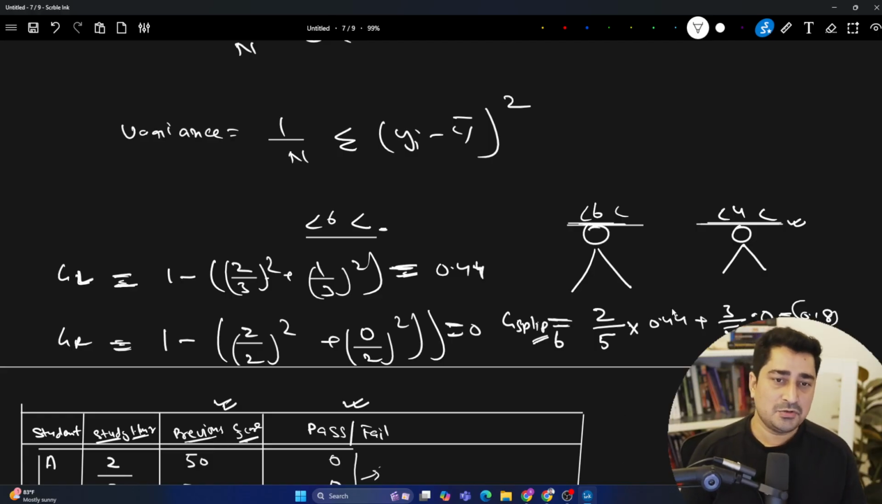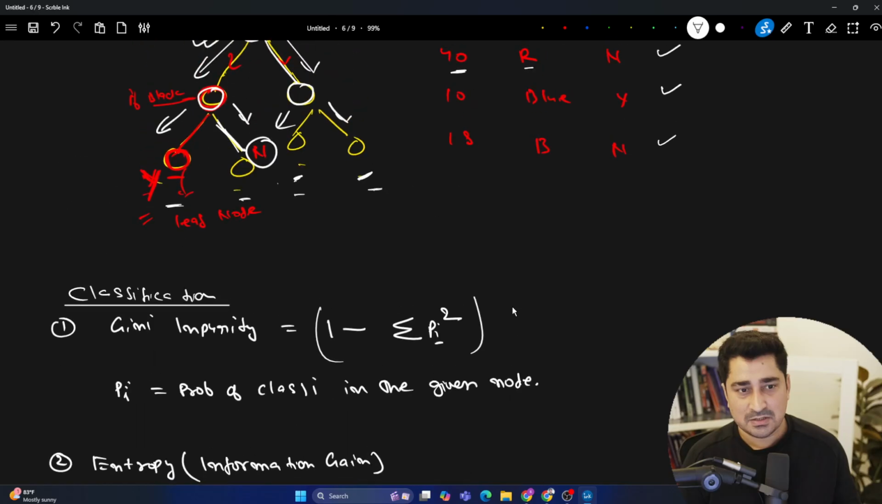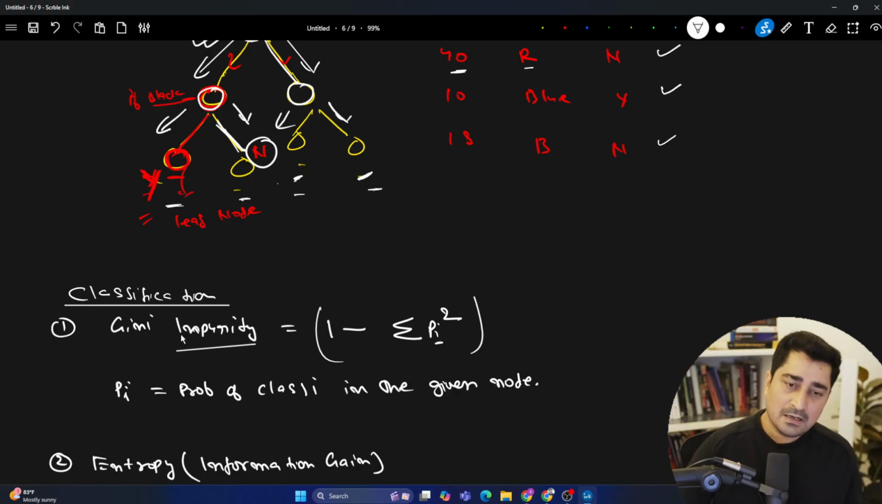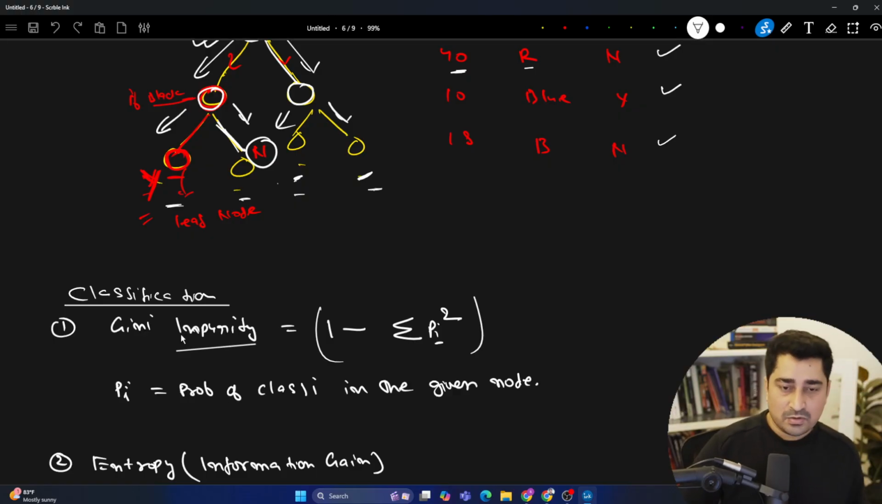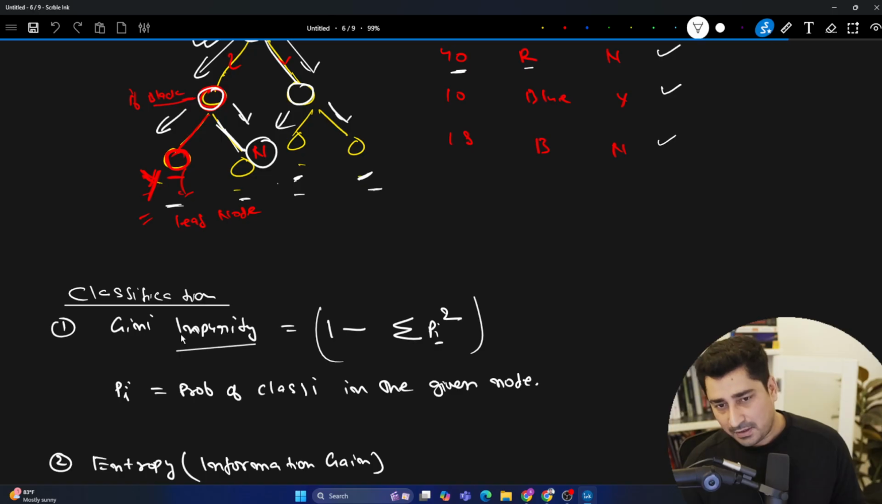So Gini equal to 0 means what? Impurity is less, 0 impurity, right? This is called Gini impurity. This is the reason I have written impurity over here. Impurity means what? This is going to give you a value always between 0 and 1. Closer to 0 means very, very less impurity. Closer to 1 means high impurity, right?